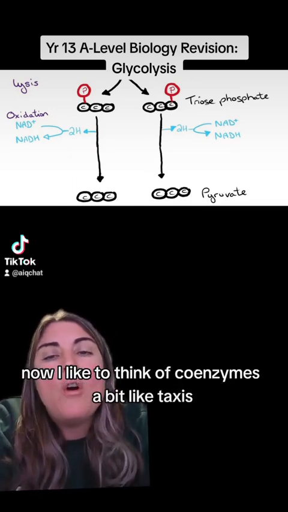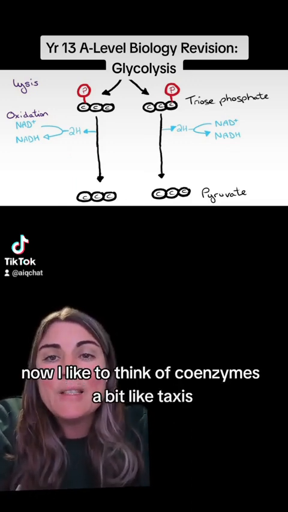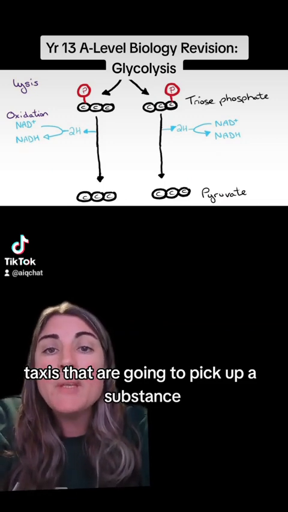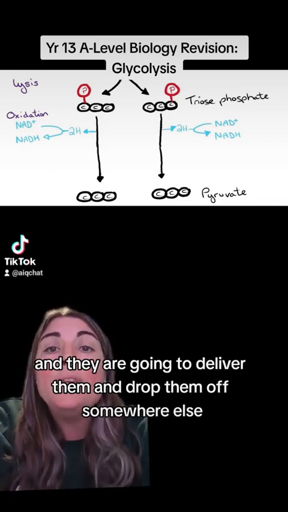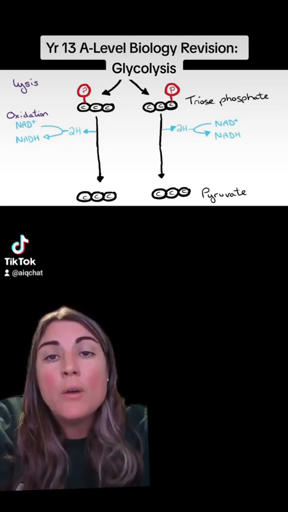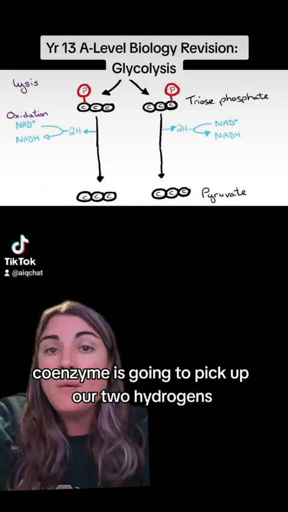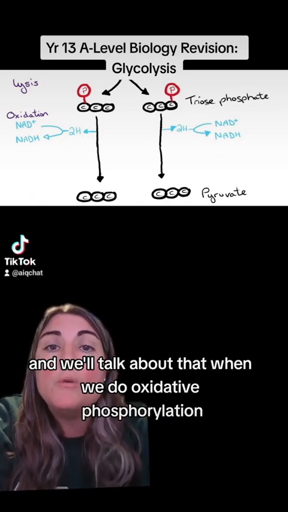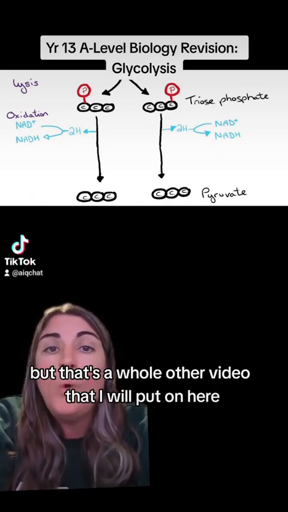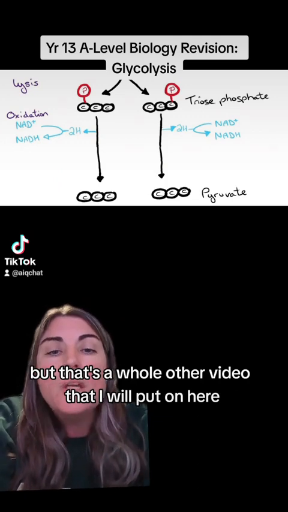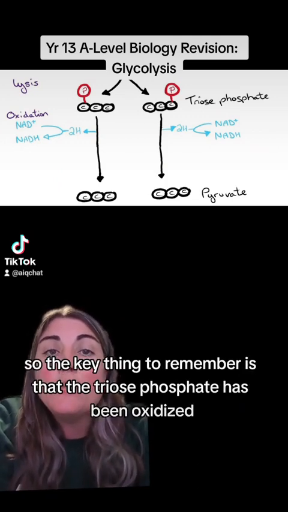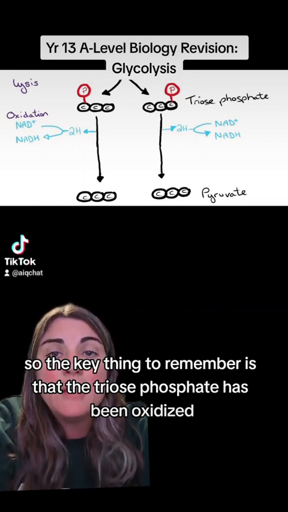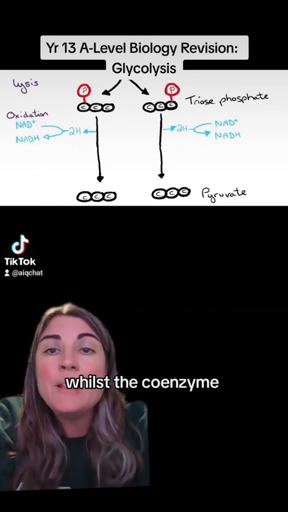Now, I like to think of coenzymes a bit like taxis. Taxis are going to pick up a substance and deliver it and drop it off somewhere else. So our NAD coenzyme is going to pick up our 2 hydrogens and deliver them to where they need to go. And we'll talk about that when we do oxidative phosphorylation, but that's a whole other video that I will put on here. So the key thing to remember is that the triose phosphate has been oxidized whilst the coenzyme NAD plus has become reduced.